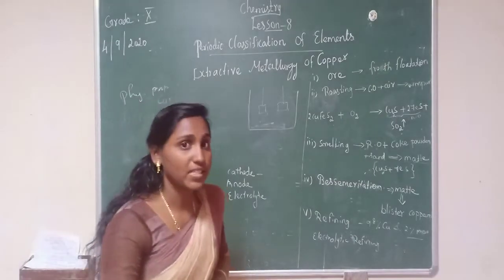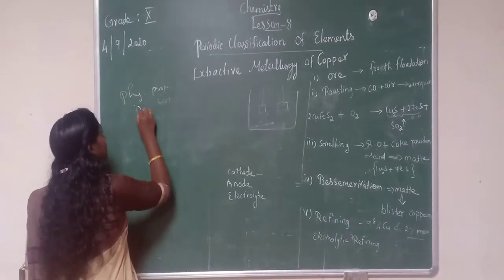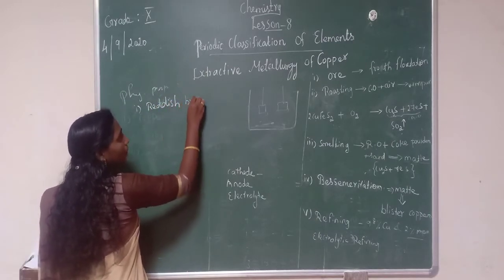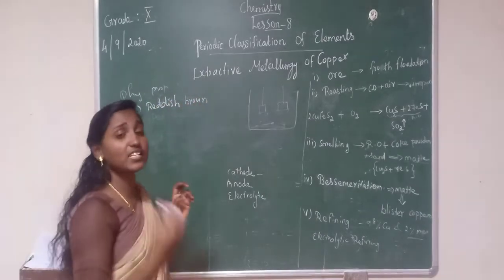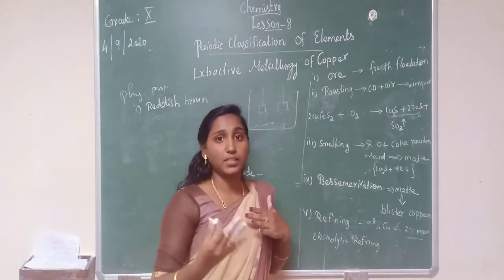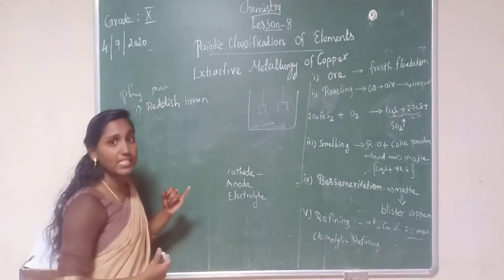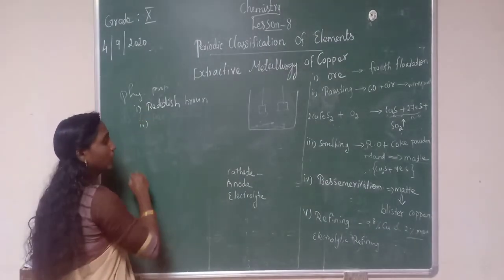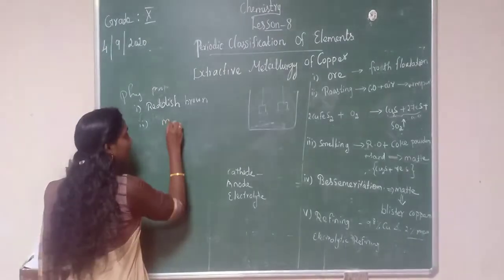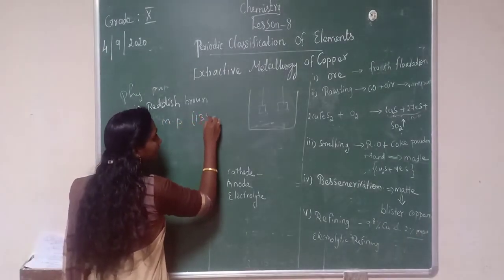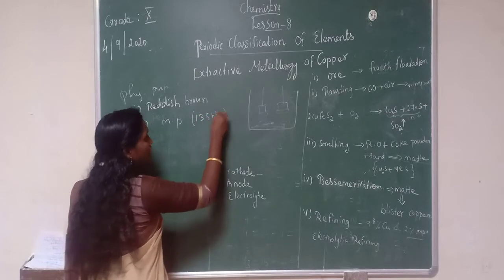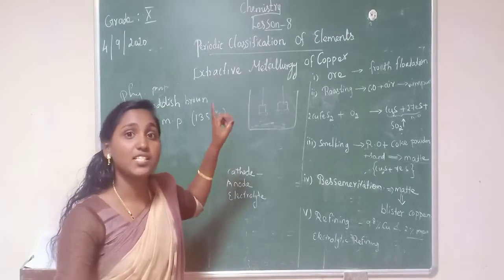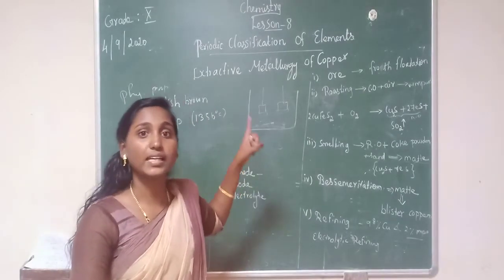The first property is copper is a reddish brown metal. It is a lustrous metal also. Lustrous means bright metal. It has high density and high melting point. The melting point of copper is 1356 degrees Celsius, and the melting point of aluminium is 660.